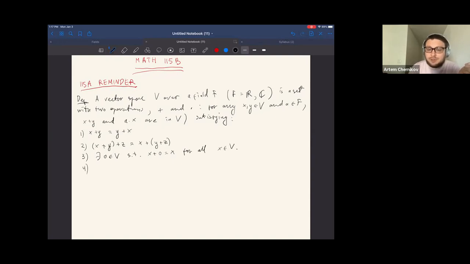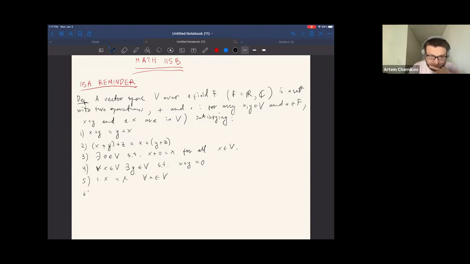Now, we also have that for each x in V, there exists an element y in V, a vector in V, such that the sum x plus y is equal to 0. So this means that y is an additive inverse of x, right? Now 5, we have that multiplying by the scalar 1 in the field. If you scale any vector by 1, it doesn't change. So 1 times x is equal to x for all x in V.